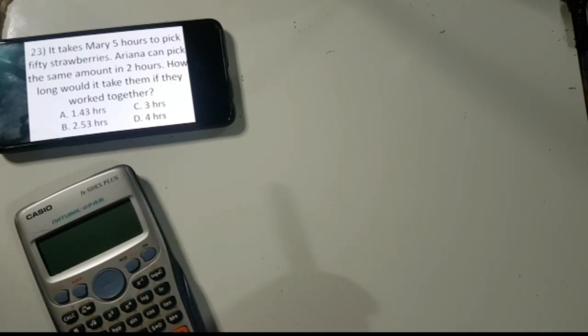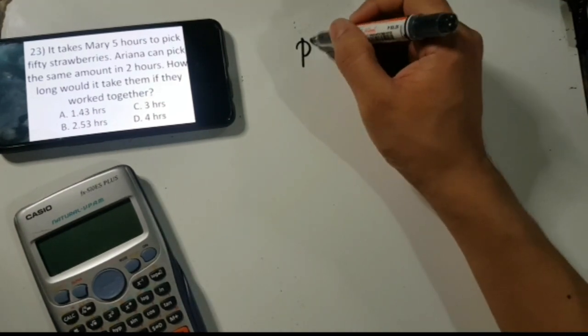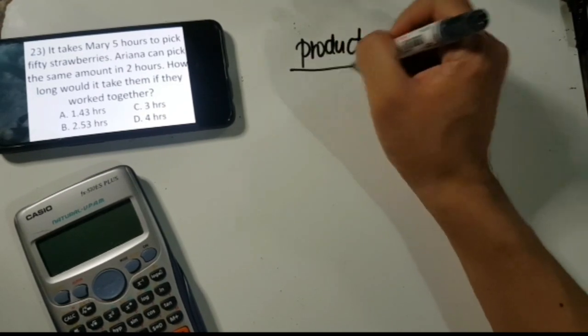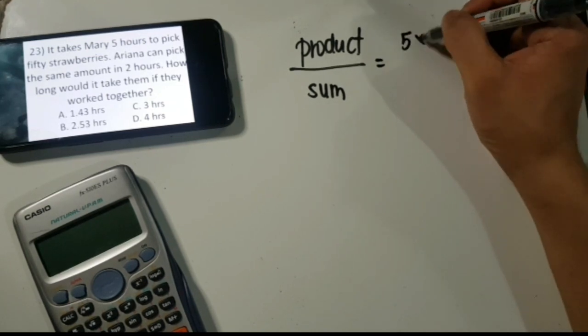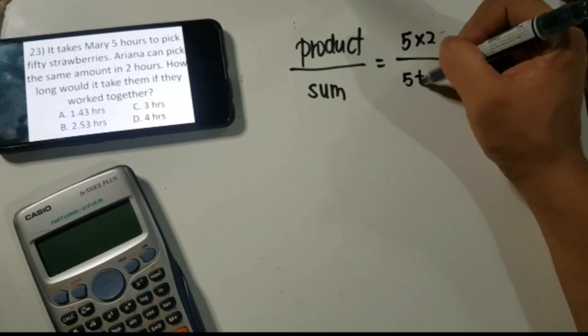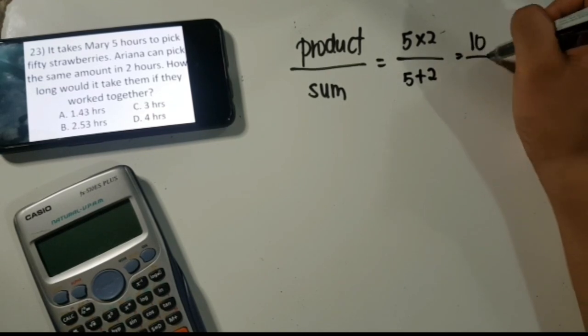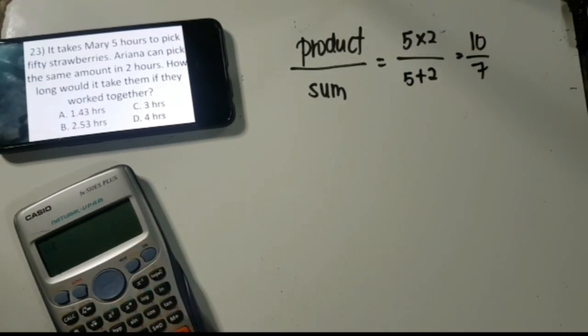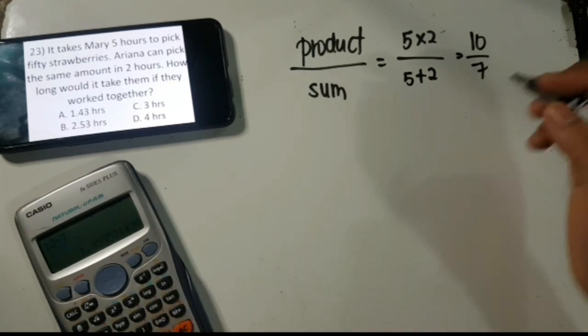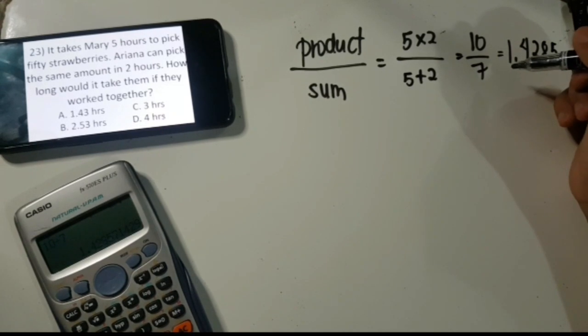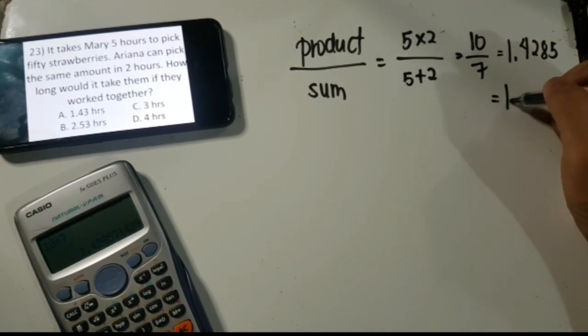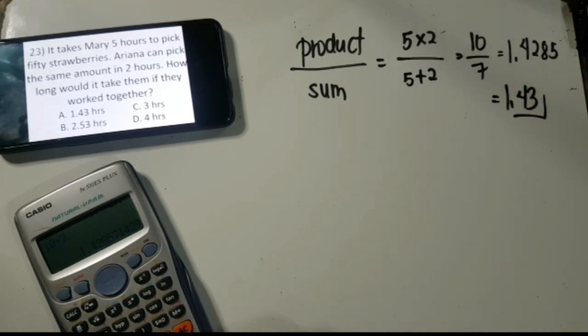Anyway, so to solve for work problem, that is always product over sum. So, ano ba yung two numbers na given? So, 5 times 2 over 5 plus 2. So, this is 10 over 7. So, 10 divided by 7, that is 1.428. Oh, anyway, so, nasa option, wala. Ayun, 1.43. So, answer is letter A.